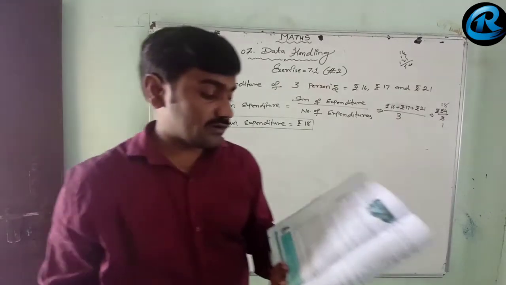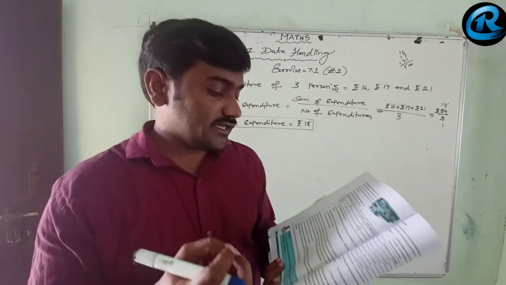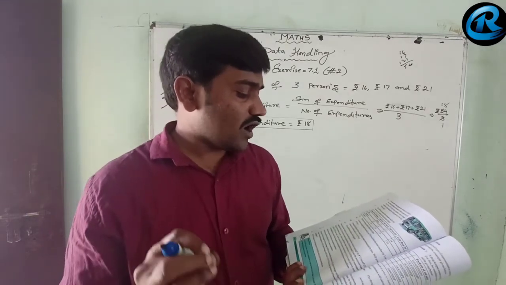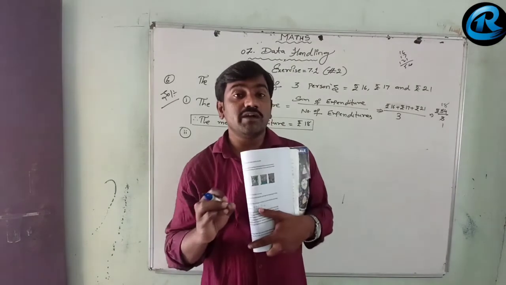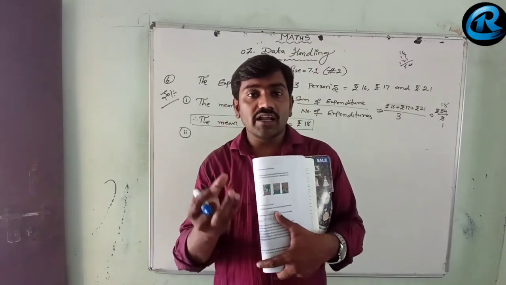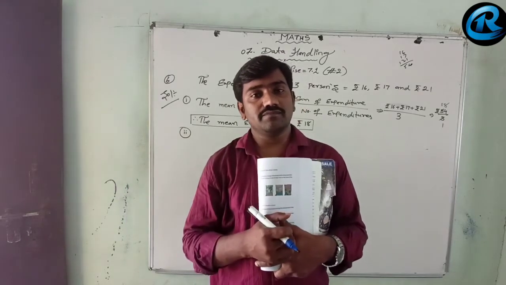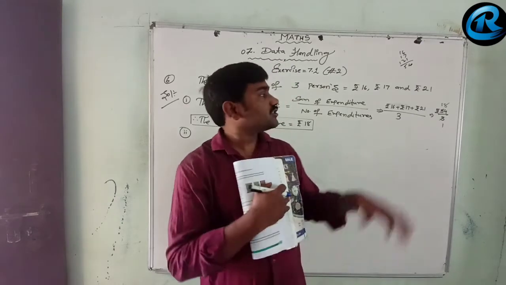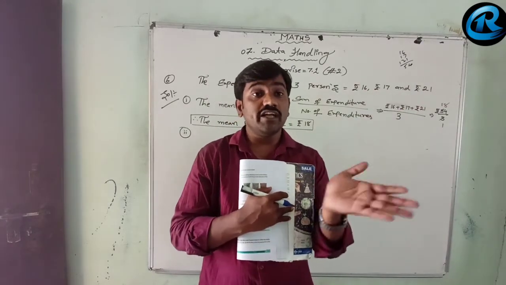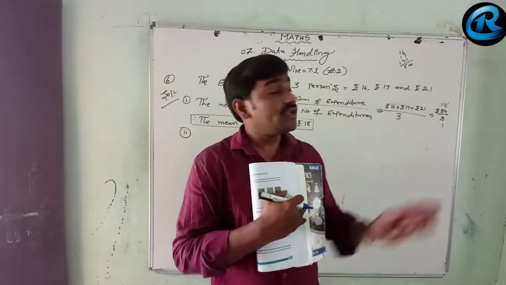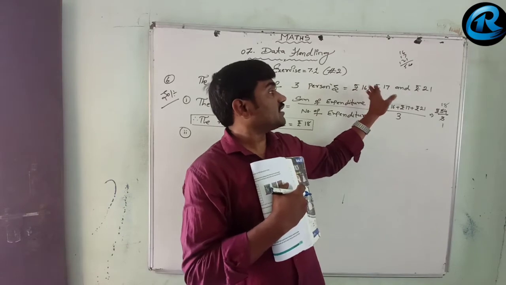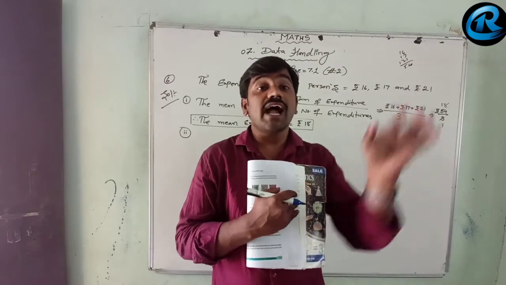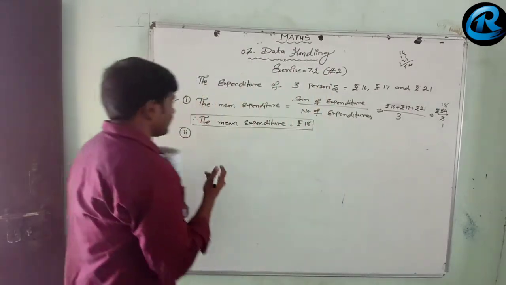The second part of the question is: if they have spent 3 times the amount they have already spent, what would be their mean expenditure? If they spend 3 times more than what they have spent already, what will be the mean expenditure after the increase? Already they have spent 16, 17, 21 rupees. If they pay 3 times that, 3 times 16, 3 times 17, 3 times 21, what will be the mean expenditure?